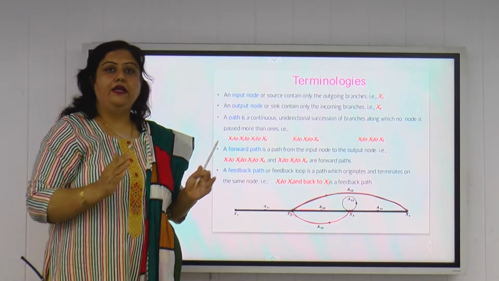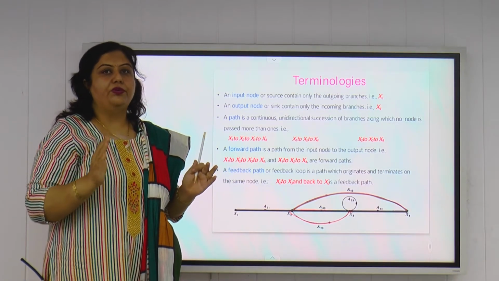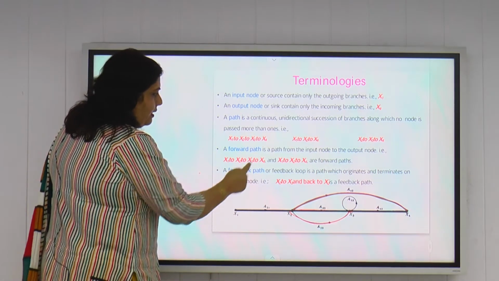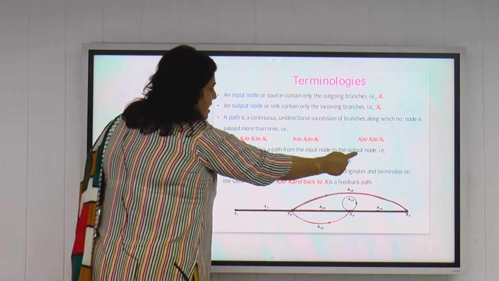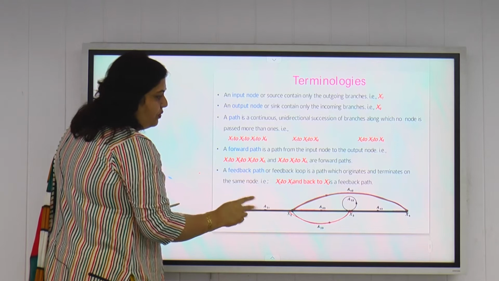Forward path is that path that links the input directly to the output. But the condition is again the same, that no node should be encountered more than once in the way. So what are the forward paths here? Directly starting from the input, we will reach the output node. So what is the forward path? In this signal flow graph, we have two forward paths.